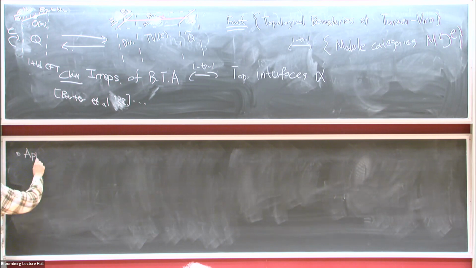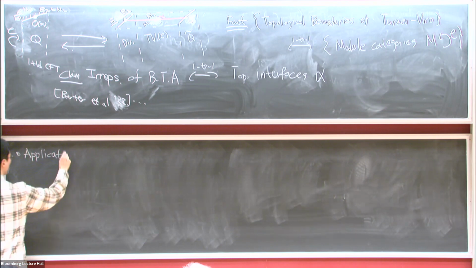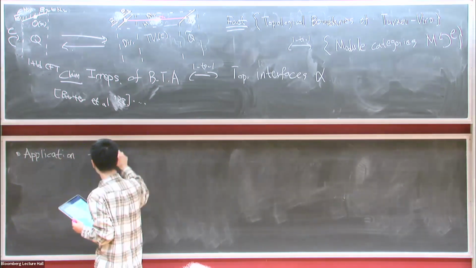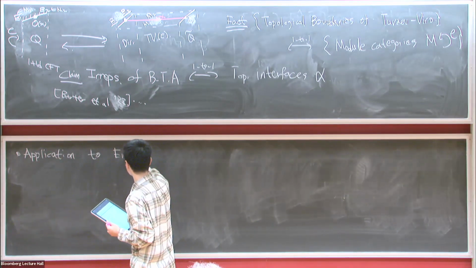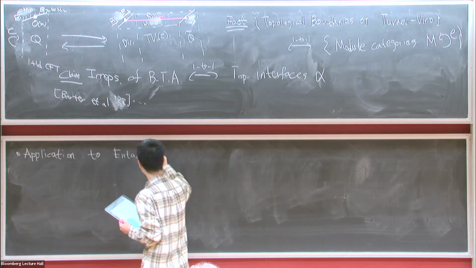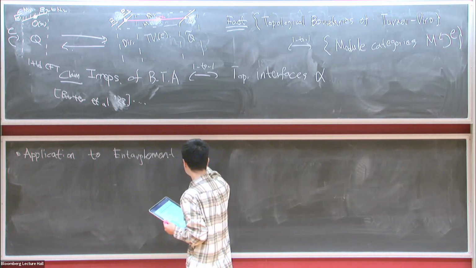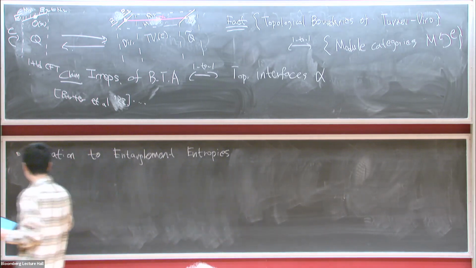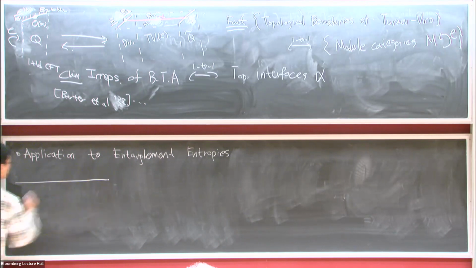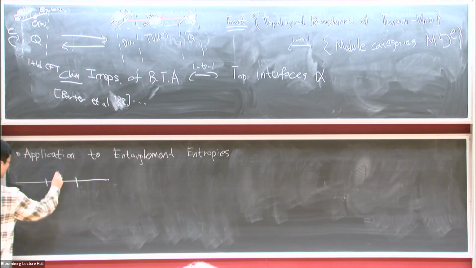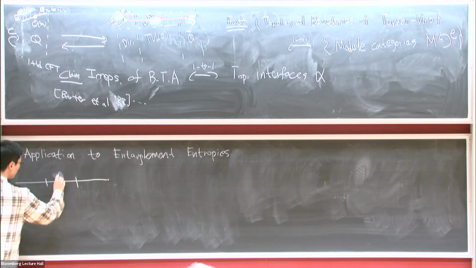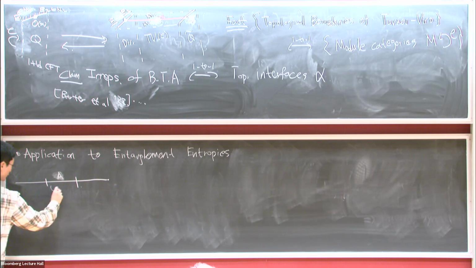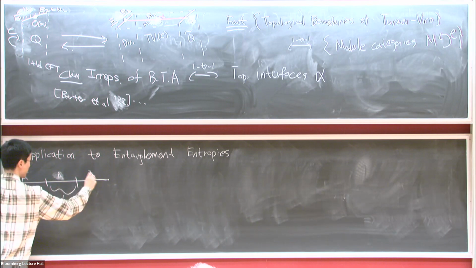To discuss some application, the study of entanglement entropies. Okay, so the setup is that we have the 1+1D theory defined on an infinite line. I'm going to take a finite interval as my subregion, with a length L, and then outside the interval we will trace out.